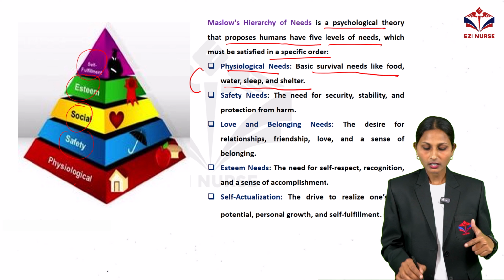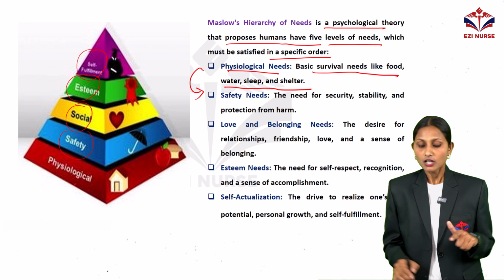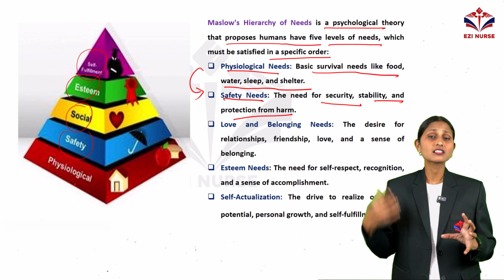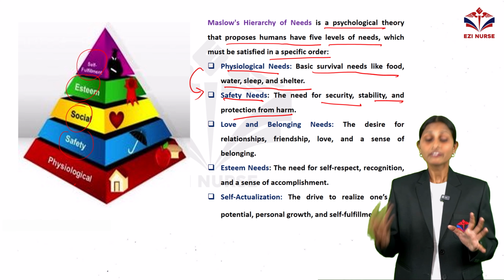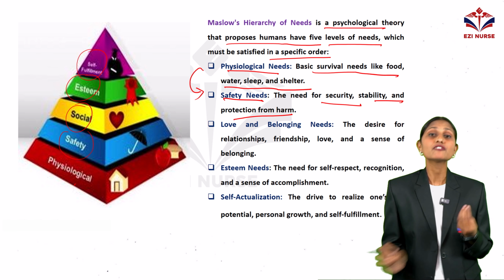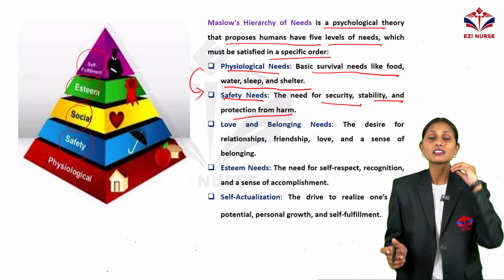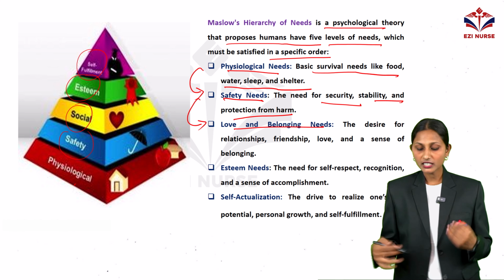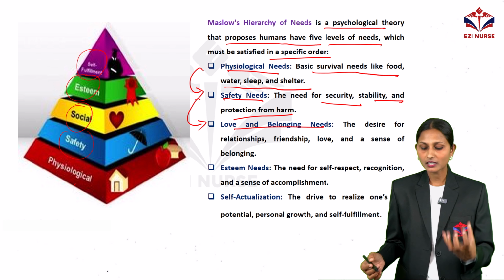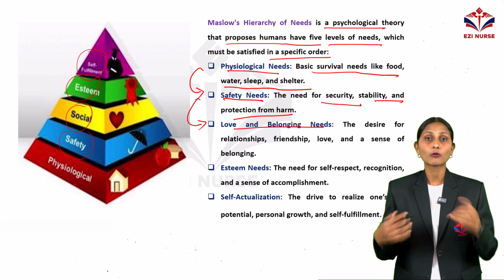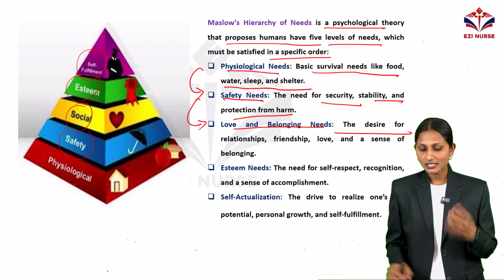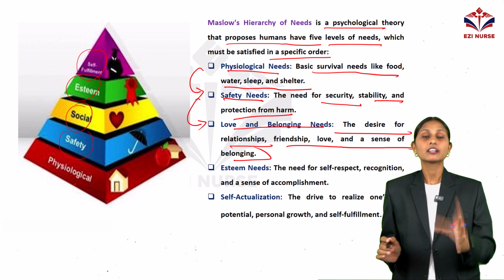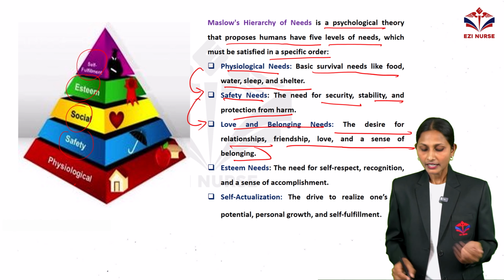After that, what do we want? After that, we want safety, right? The safety need is the need for security, stability and protection from harm. If there is any harmful situation and you are not feeling safe, that is a very fearful experience for you, right? So safety needs come second. The next one is love and belongingness. We want love, we need belongingness. Our father and mother spread love and provide love and belongingness to us. So the desire for relationships, friendship, love and a sense of belongingness is the third essential need given by Maslow's hierarchy.